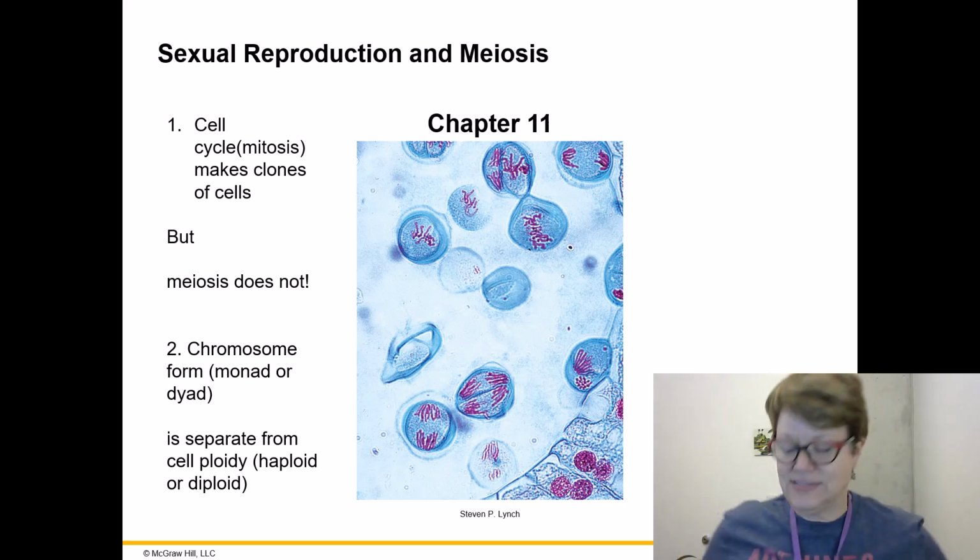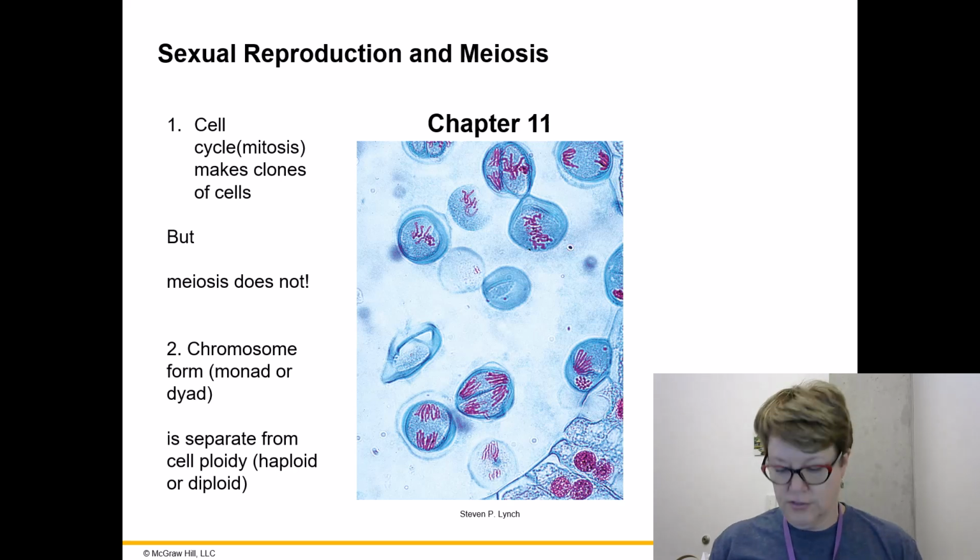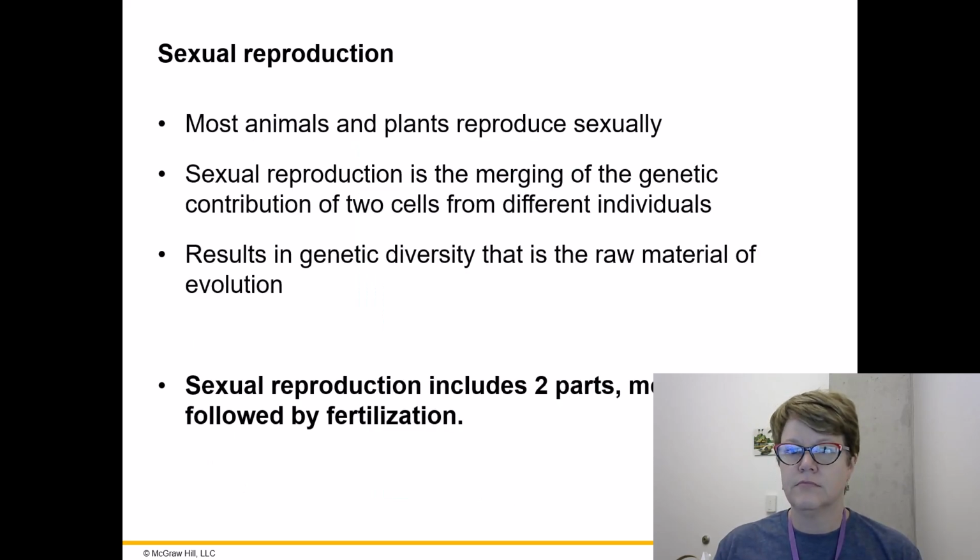All right, so that's a lot of preface for what we're about to talk about. So we want to keep that in the forefront of our mind. Okay, so in chapter 11, we're really looking at this big topic of sexual reproduction. Most plants and animals reproduce sexually. Some plants and animals also reproduce asexually, but that would go more into that chapter 10 concept. So we're talking about sexual reproduction.